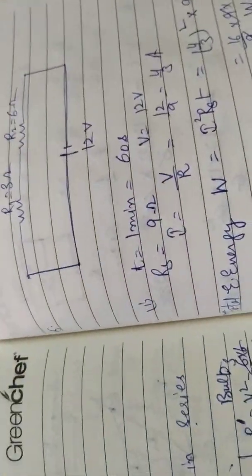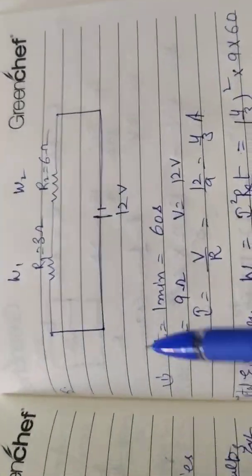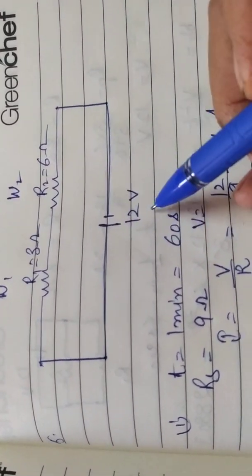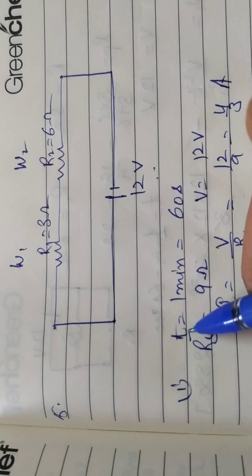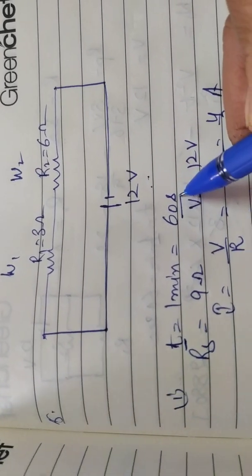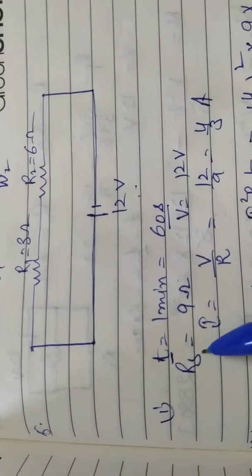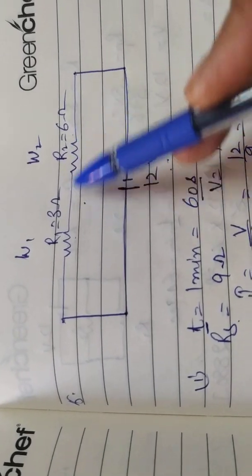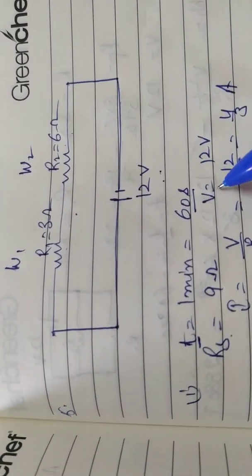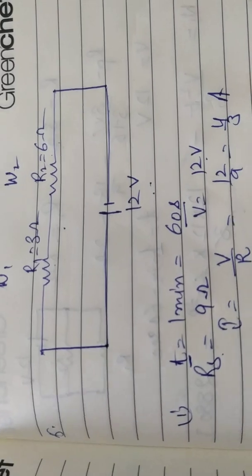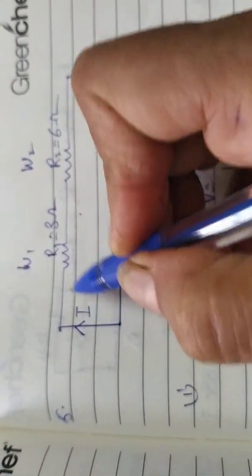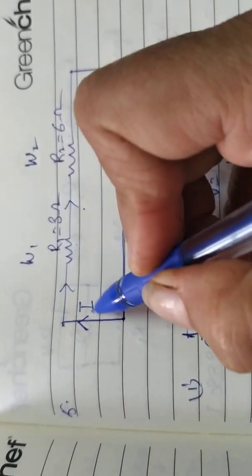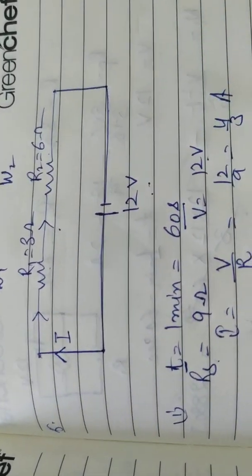Very simple question. See, this will be the answer of the first part, the diagram. Two resistors are in series and connected to a 12 volt battery. Time for which current flowing is 60 seconds. And RS is total, RS is 9 ohm. Total voltage is 12. So I should calculate I first. Why? Because in series what remains constant? I remains constant, means I remains same in both the resistors.